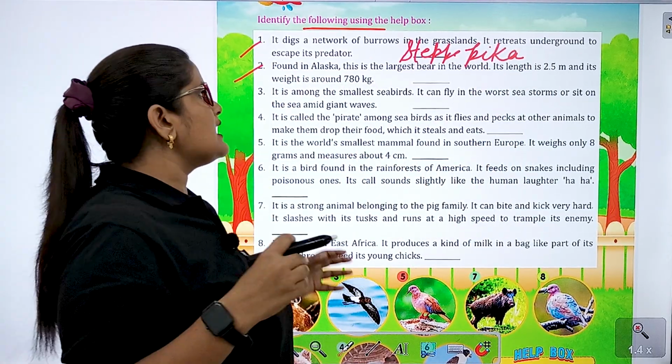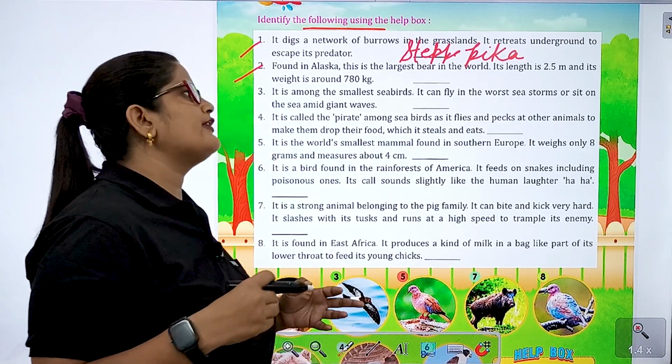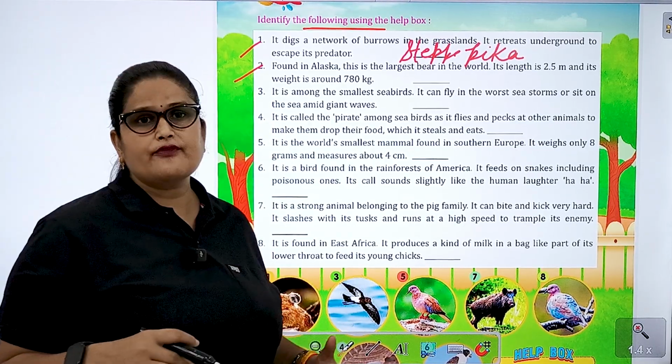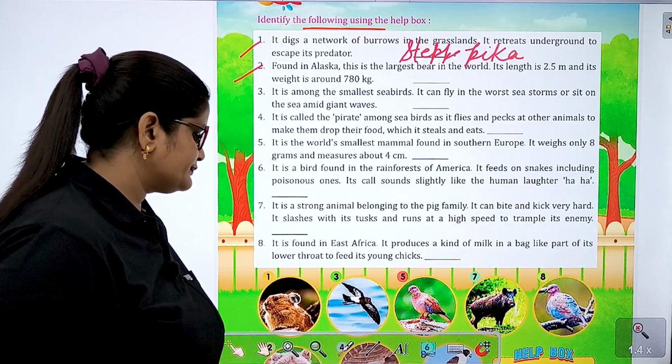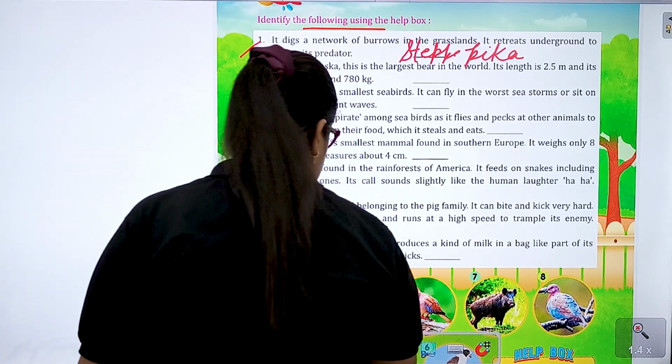Found in Alaska, this is the largest bear in the world. Its length is 2.5 meters and its weight is around 780 kg. Alaskan bear.